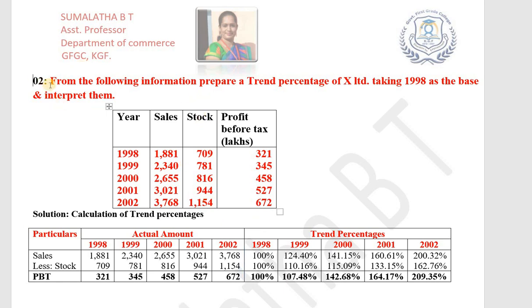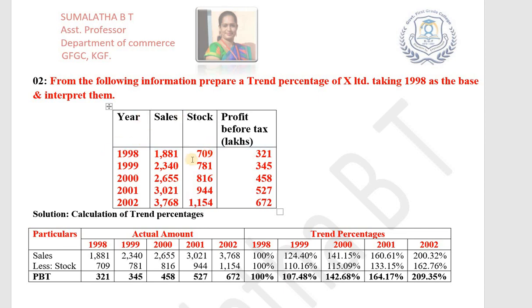So when I check out the second problem: from the following information, prepare the trend percentages of X Limited, taking 1998 as the base year, and interpret them. Sometimes they will very clearly, directly tell you 98 is the base. Sometimes, when they give 5 or 6 years of information, they themselves tell which year to take as the base. By chance, sometimes they may tell you to take 99 as the base. Generally, we take the first year as the base.